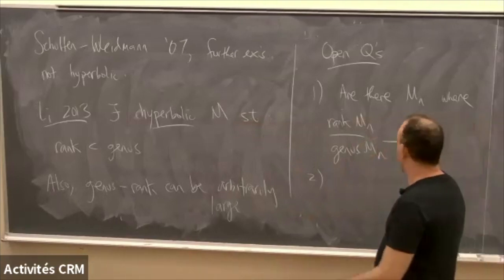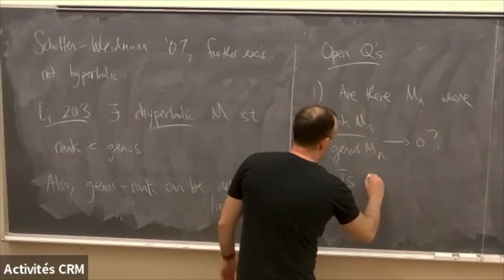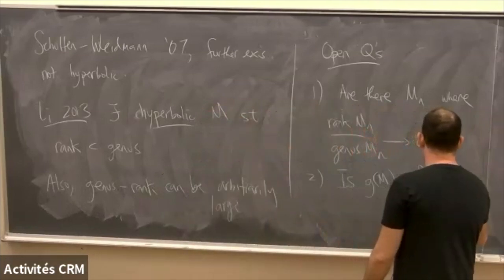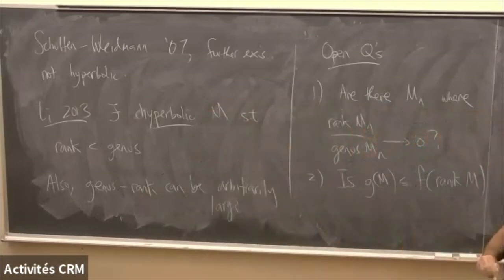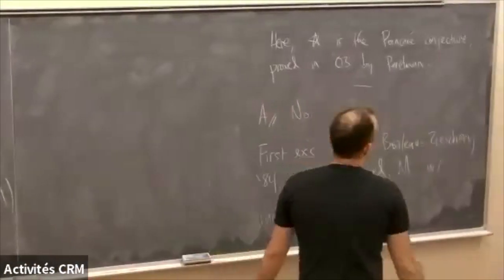Okay. And second, you could look at the Heegaard genus of a manifold, and you could ask, is that at most f of rank m for any f? Said a different way, this question is asking, can you have a sequence of manifolds with rank 2 and where the Heegaard genus goes to infinity? Yeah, I think even that is unknown. Right, and so this is all kind of wide open.